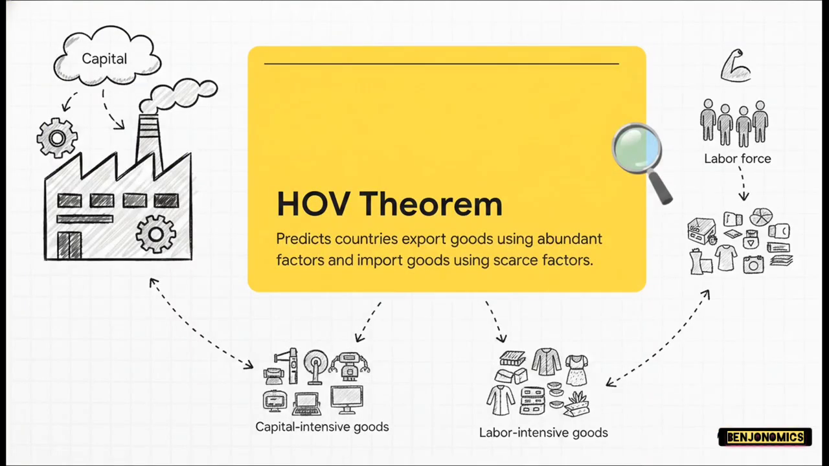So the whole foundation of this global trade machine is the Heckscher-Ohlin-Vanek, or HOV, theorem. And honestly, this theorem is wonderfully elegant. Simply put, it proposes that a country's exports are dictated by what it has in abundance. So if a country possesses a massive amount of capital, like think heavy machinery and wealth, it exports capital-intensive goods. If it has a massive labor force, well, it exports labor-intensive goods. It makes perfect intuitive sense, right?